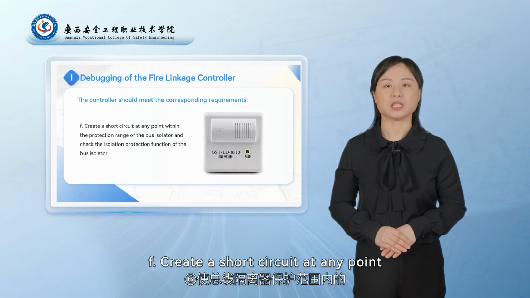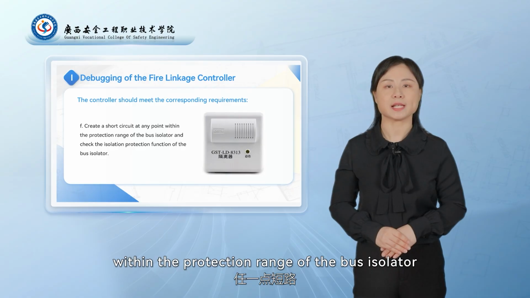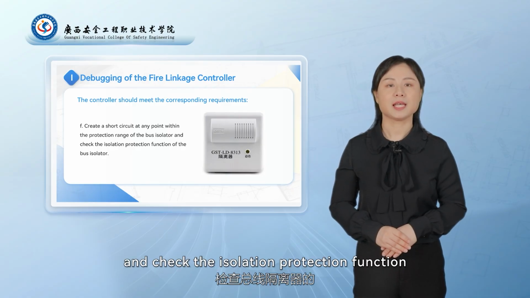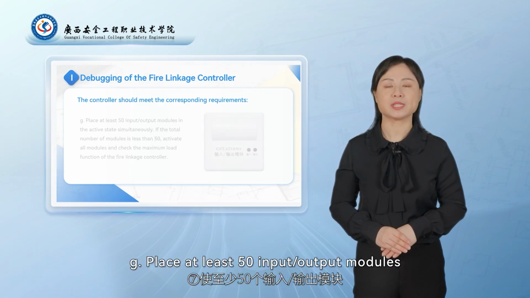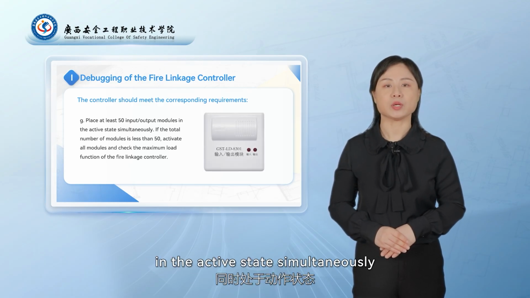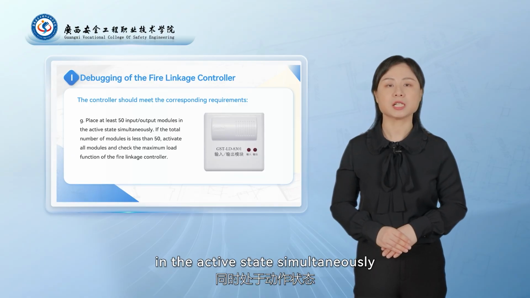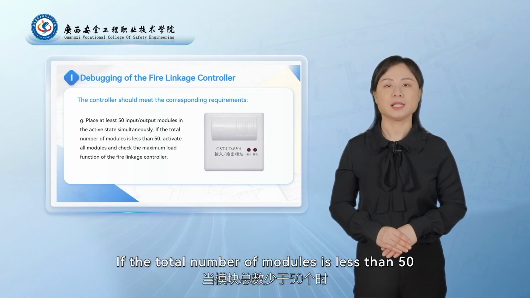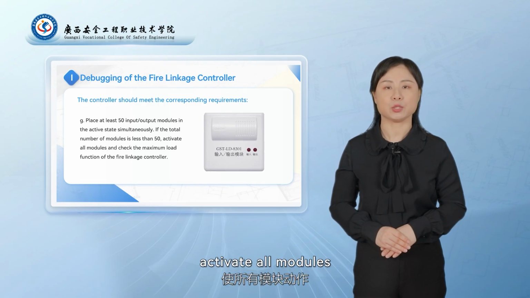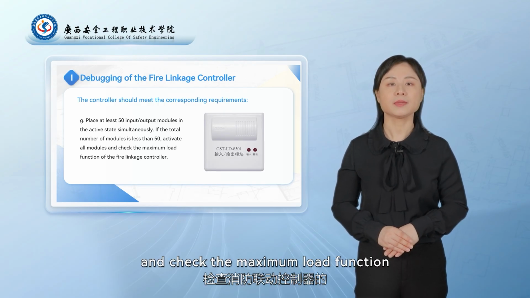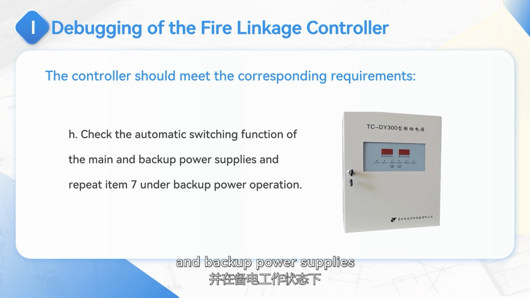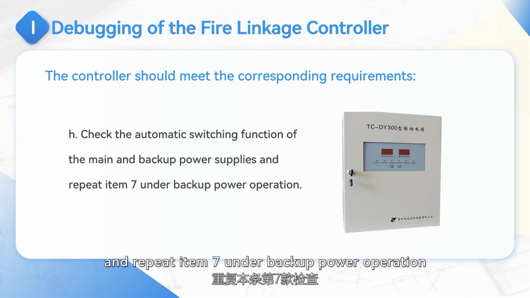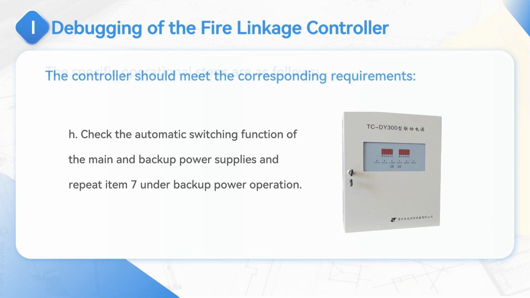F. Create a short circuit at any point within the protection range of the bus isolator and check the isolation protection function of the bus isolator. G. Place at least 50 input and output modules in the active state simultaneously. If the total number of modules is less than 50, activate all modules and check the maximum load function of the fire linkage controller. H. Check the automatic switching function of the main and backup power supplies and repeat item 7 under backup power operation.